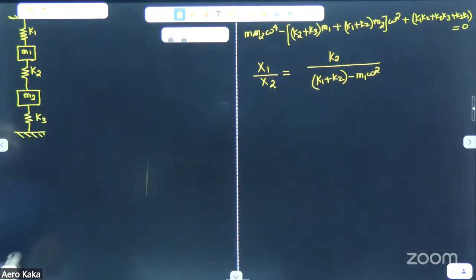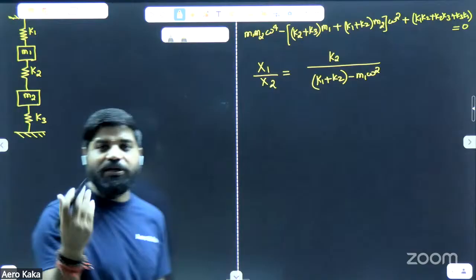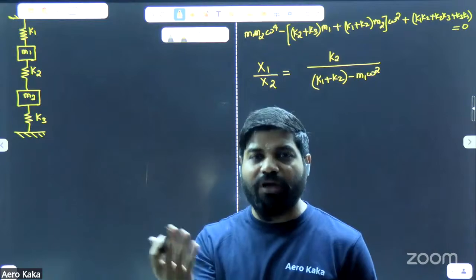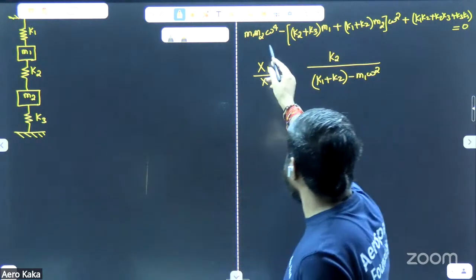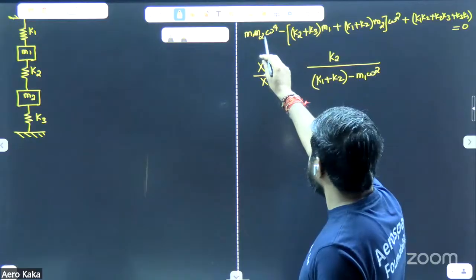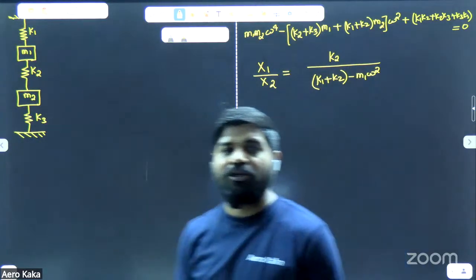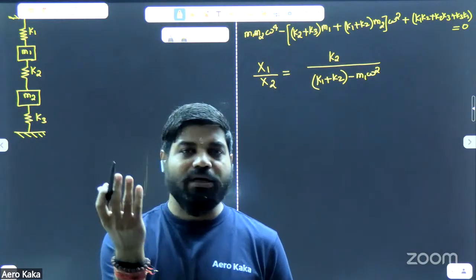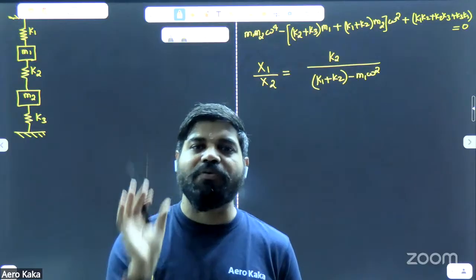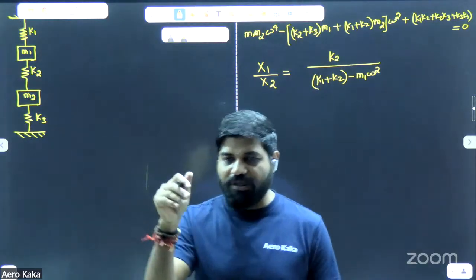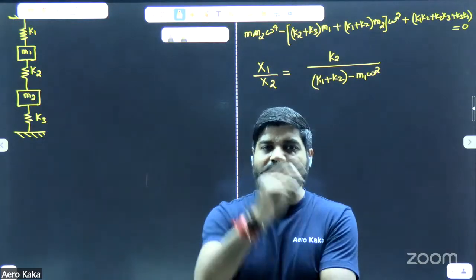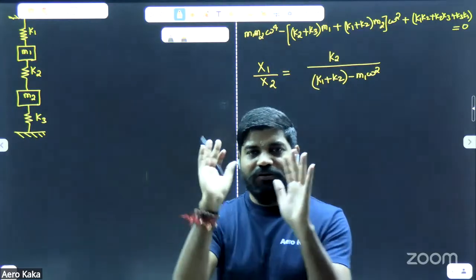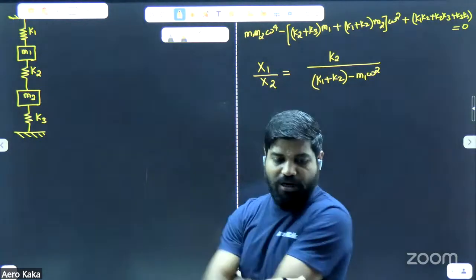Now, what are the chances? Let's say the examiner says K1 is equal to K, K2 is equal to K, K3 is equal to K, and M1 and M2 are equal to M, or any other value. Just substitute the corresponding values here. This frequency equation is a quadratic in omega square only. For a quadratic equation ax square plus bx plus c, x is equal to minus b plus minus root of b square minus 4ac, divided by 2a. That is what is required to solve such problems.